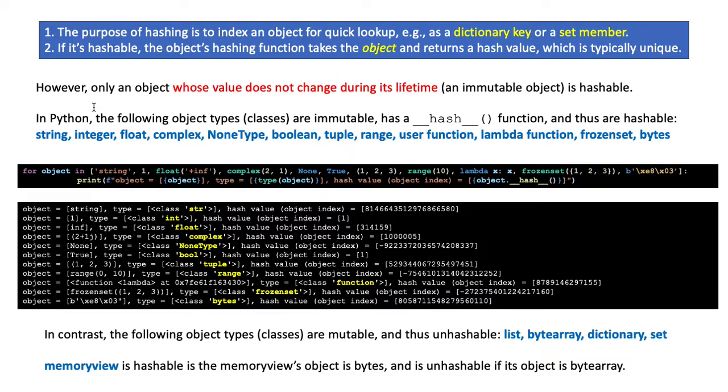In Python, the following object types are immutable, including string, integer, float, complex, NoneType, boolean, tuple, range, user function, lambda function, frozenset, and bytes. In contrast, the following object types are mutable, including list, bytearray, dictionary, and set. Finally, memoryview is hashable if the memoryview's object is bytes, and is unhashable if its object is bytearray.